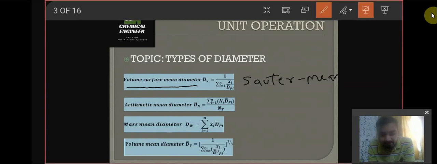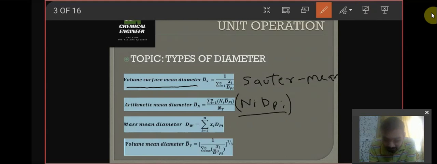So arithmetic mean diameter means a diameter which is related to the mean of arithmetic, that is ni into dpi. In mathematics we have studied arithmetic mean. Similarly we will do here ni into dpi, that is the number of similar particles multiplied by its size divided by the total number of particles, that is we are generally multiplying it with ni by nt, the number of one particle divided by the total.